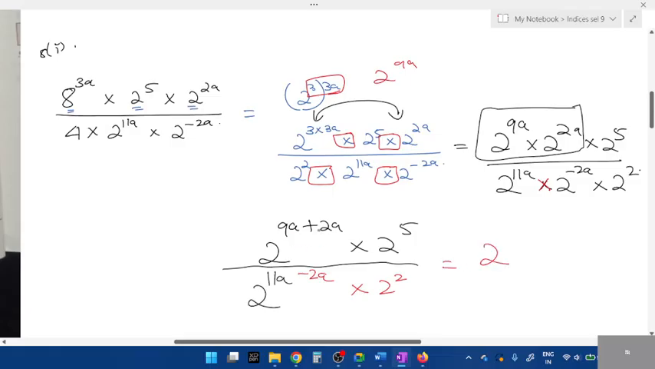Next, 9a plus 2a is how much? 11a. Into 2 to the power of 5 divided by 2 to the power of 11a minus 2a is 9a into 2 to the power of 2. Is it clear till here?